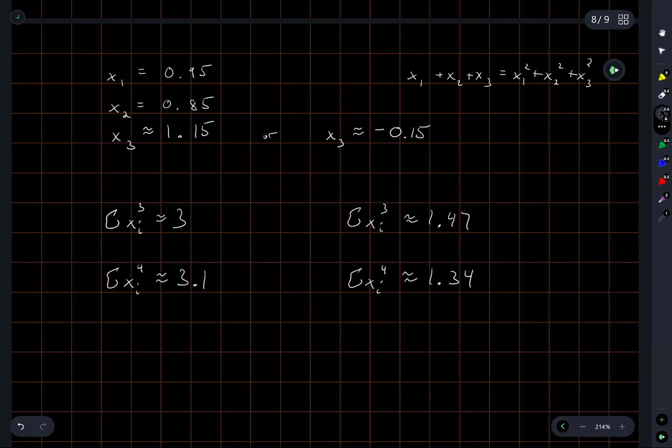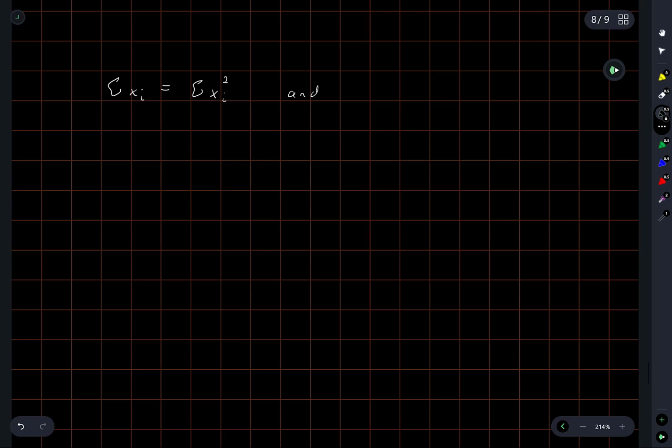However, I've also figured out that if we restrict all of the numbers to being positive, then we can conclude that the fourth powers will always add up to something larger than the third powers. So we're going to start with the assumption that the sum of xi is equal to the sum of xi squared, as given in the question, but we're also going to force all of the xi's to be non-negative.